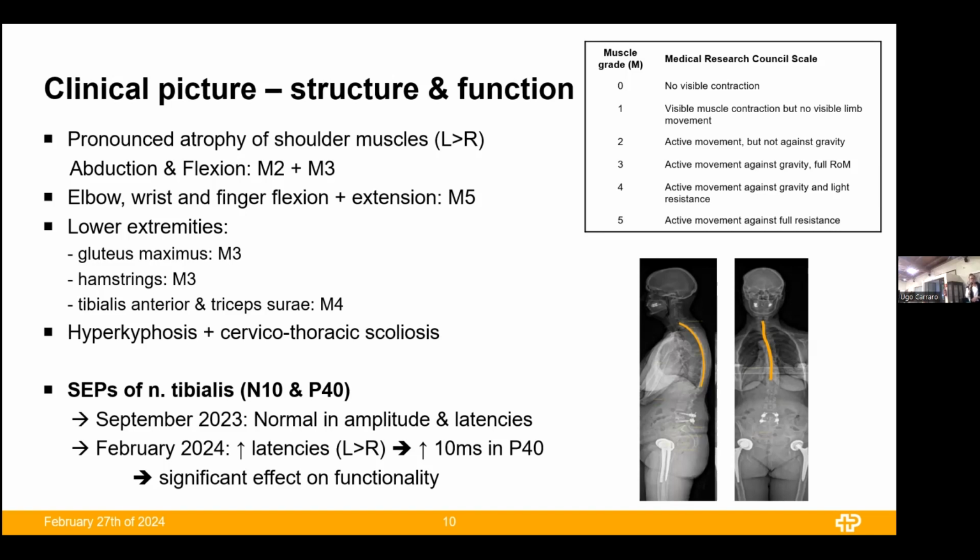Then we measured SEPs of the tibial nerve in September 23. There she presented with normal values in amplitude and also in latencies, but only about 5 months later, she had increased latencies. Left were even higher than right. And the SEPs on the somatosensory cortex increased by 10 milliseconds. And even though these 10 milliseconds might not seem like a lot, functionally it does have an impact.